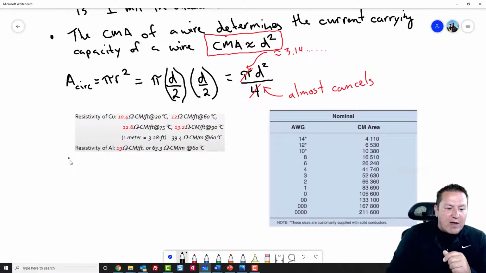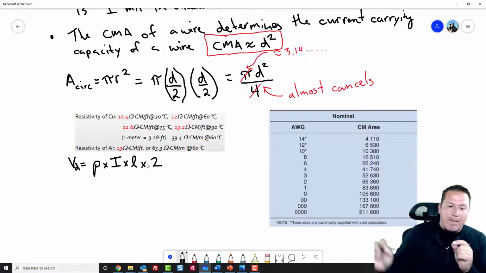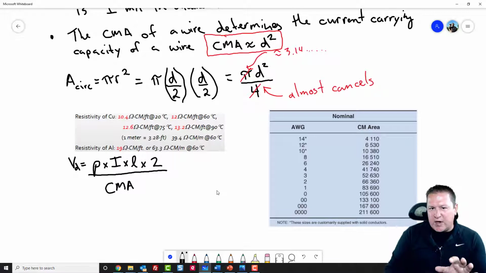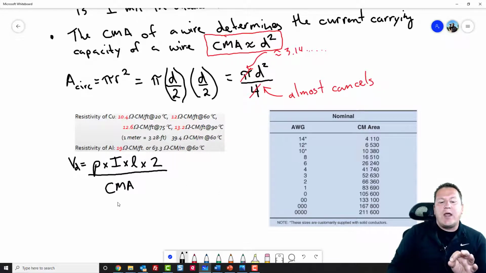Okay, so if we ever wanted to calculate the voltage drop, we have a formula for that. Again, it's the resistivity of that conductor multiplied by the current, multiplied by the length, multiplied by 2, because remember, on a circuit, we go out to the load and we come back from the load. And so that's why we're multiplying it by 2, and then you're going to divide that by the CMA. Now, I wrote it this way because this is the way you see it written a lot, but I'm going to rearrange this a little bit.